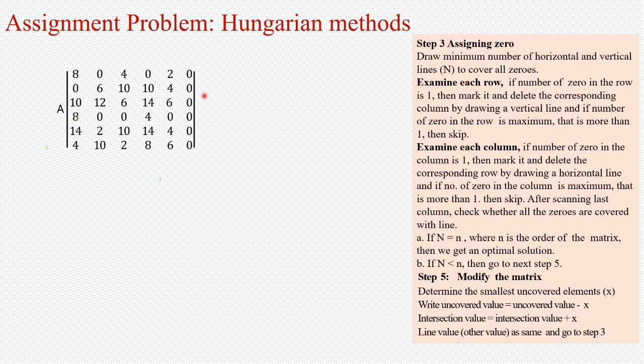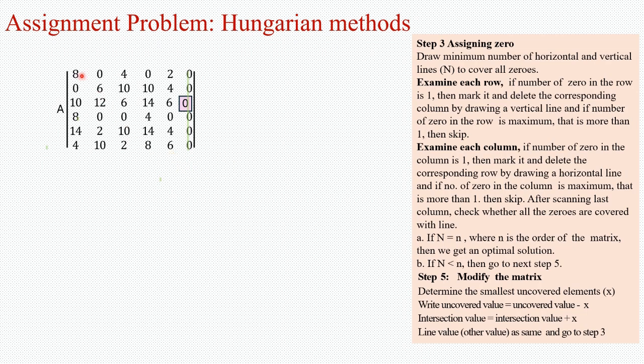In third row only 1 zero, so we mark it and delete that column by drawing a vertical line. Fourth row, 4 zeros, so we skip it. Fifth row and sixth row, no zero left. Now we see zeros uncovered by lines, so we start column scanning.